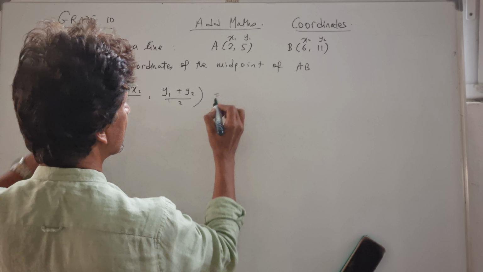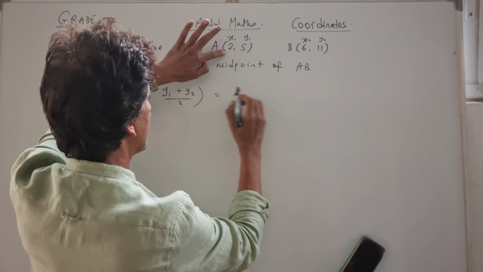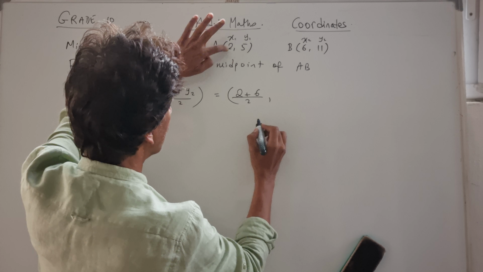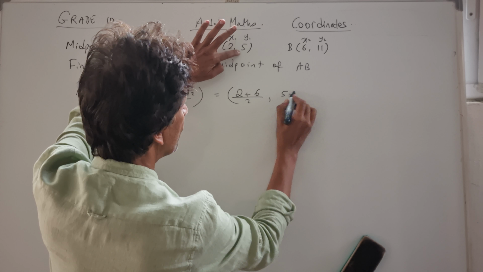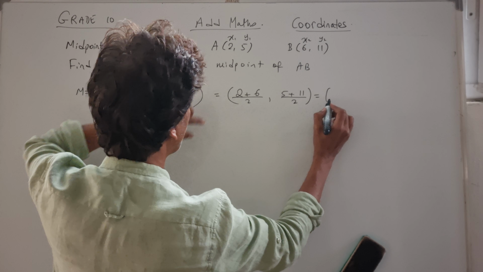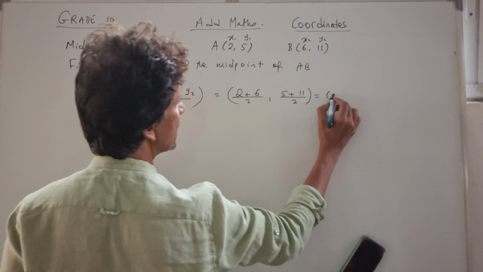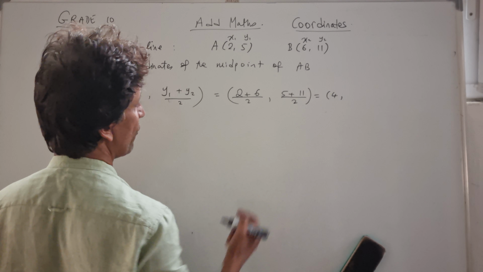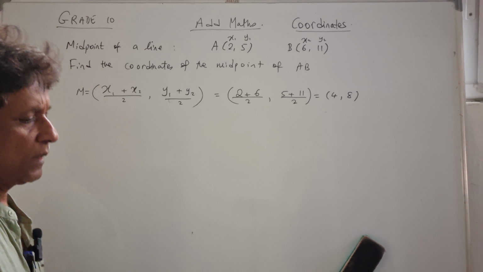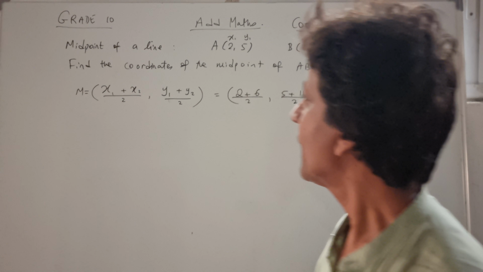So then this is going to turn into 2 plus 6 divided by 2, and I also have 5 plus 11 divided by 2. Turns out that the midpoint is actually 6 plus 2 is 8, 8 divided by 2 is 4. 5 plus 11 is 16, 16 over 2 is 8. So this is how we go about and find the midpoint.